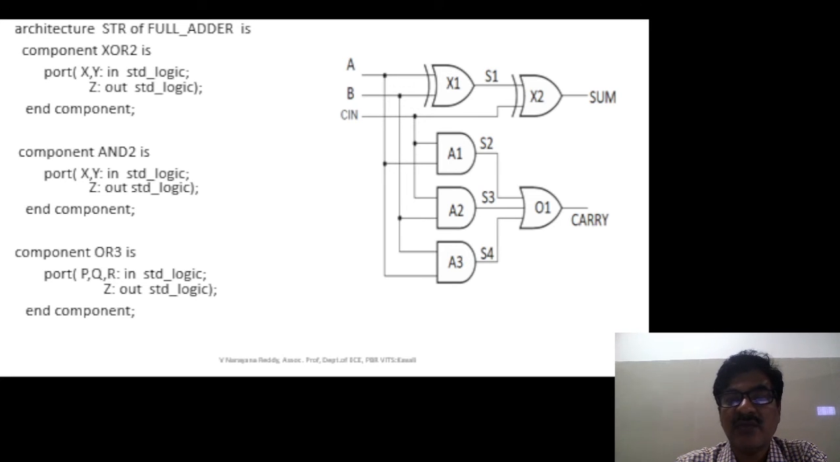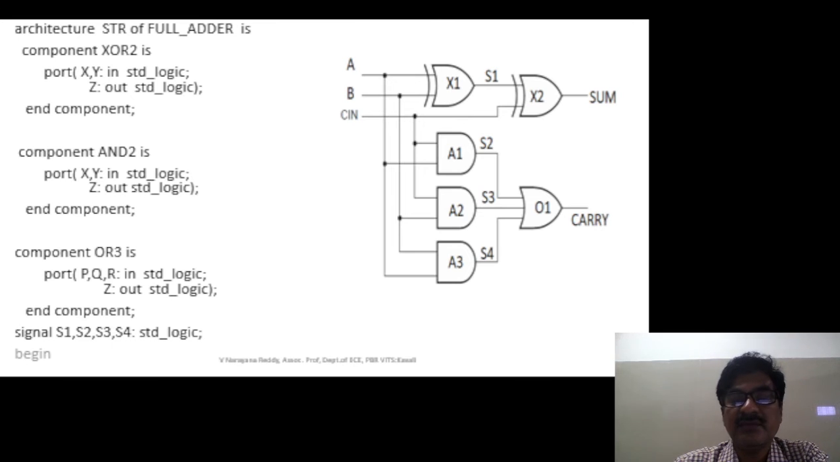So like that the component declaration can be done for the 3 different components of this full adder. Now another declaration is signal. 4 signals are there, 4 internal signals, S1, S2, S3, S4, but all are declared in the same line separated by commas. So signal S1, S2, S3, S4 colon std_logic. By default, whatever object is declared with the signal, its scope is both in and out, that is, it acts as an input and also an output.